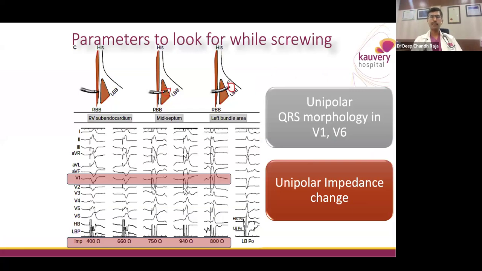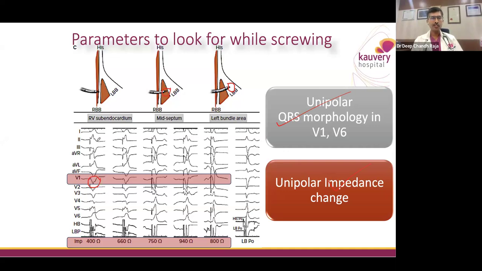So what are the parameters that we look for while we screw the lead past into the interventricular septum? The unipolar QRS morphology and the impedance change in the unipolar. The program is out there. There's continuous monitoring. There's a 12-lead classically displayed on the screen and should always be described. I would spend a bit of time here to explain. When we start on the RV endocardium, we choose an area where you start seeing a typical notch on the left bundle branch block morphology, a notch here.